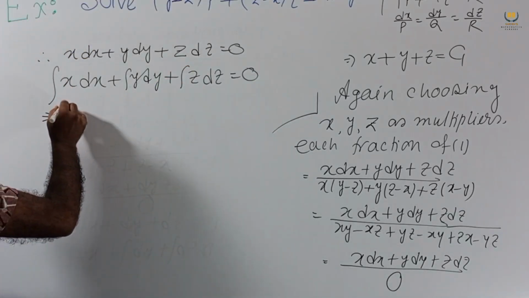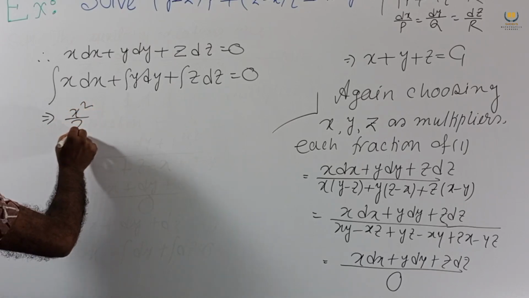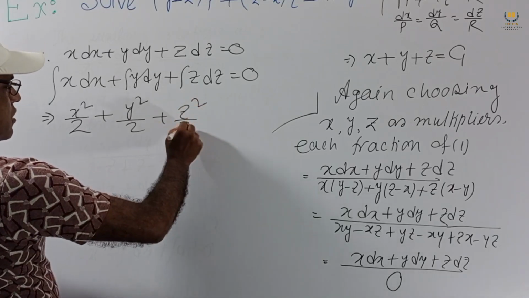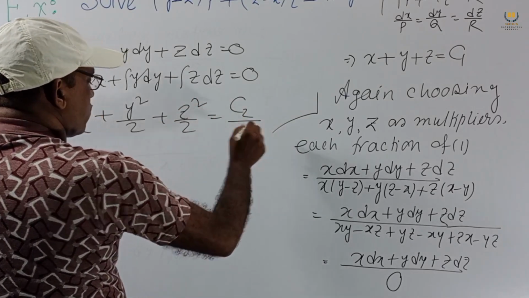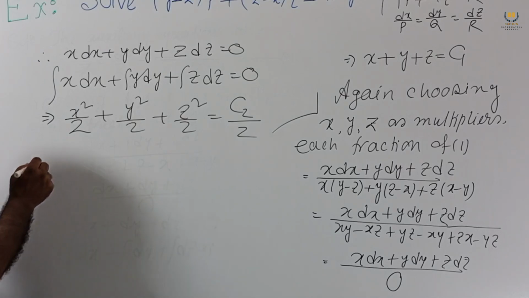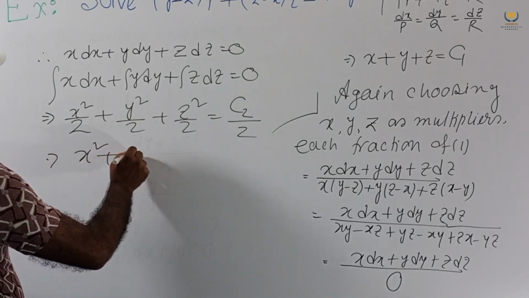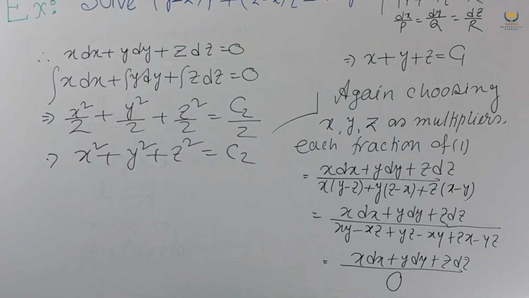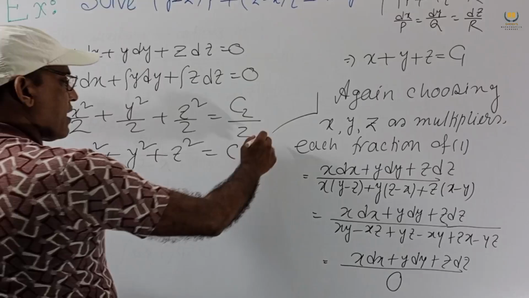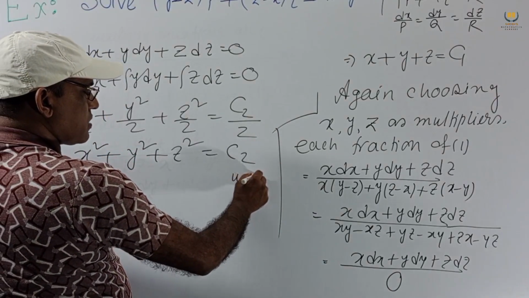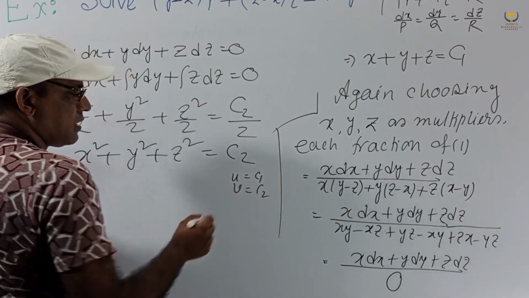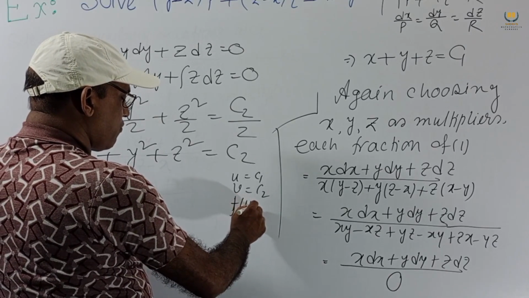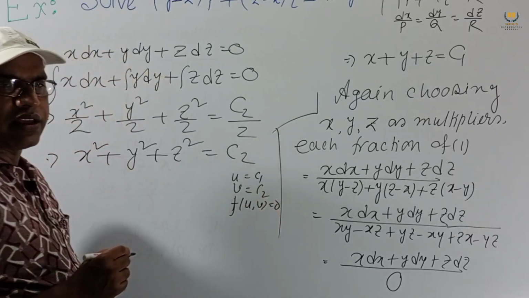Integration of x dx means x²/2, y dy means y²/2, z²/2, and constant c2/2. So we get x² + y² + z² = c2. This is the second solution. We know if u = c1 and v = c2 are two solutions, then the required solution will be f(u, v) = 0. This is our required solution.